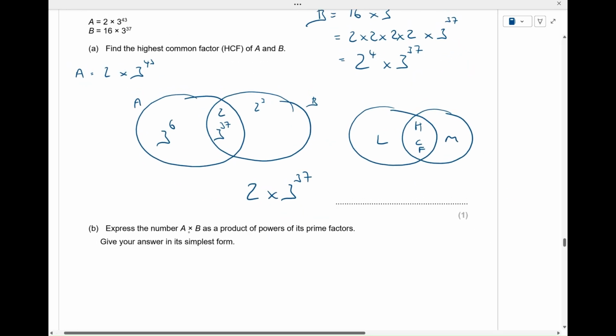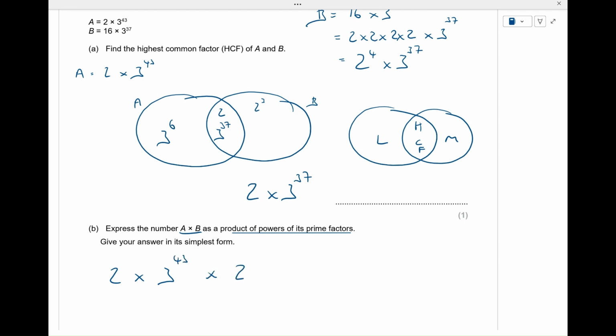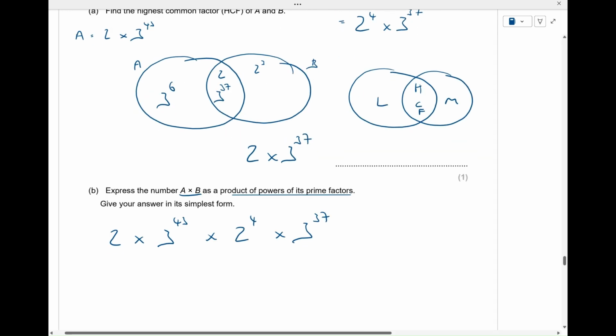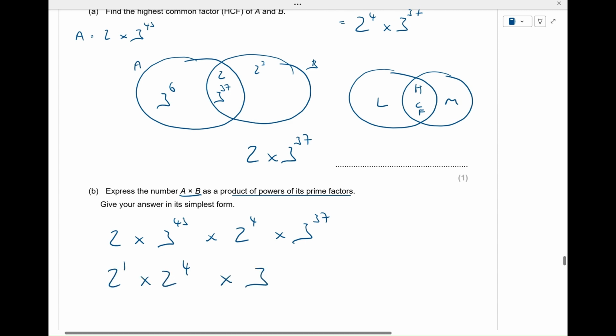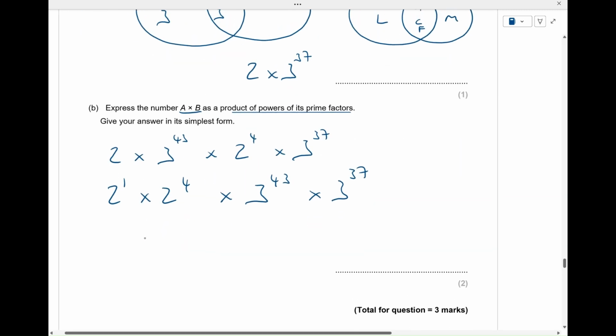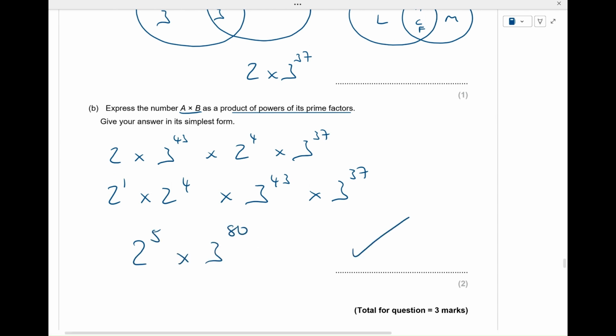Express the number A times B as a product of powers of its prime factors. Well, A is 2 times 3 to the power of 43. Sorry, 43, not 34. B is 2 to the 4 times 3 to the power of 37. So what is that? That's 2 to the power of 1 times 2 to the power of 4 times 3 to the power of 43 times 3 to the power of 37. When I do these, I add the powers, yeah? 2 to the power of 5 times 3 to the power of 80. And I've done it.